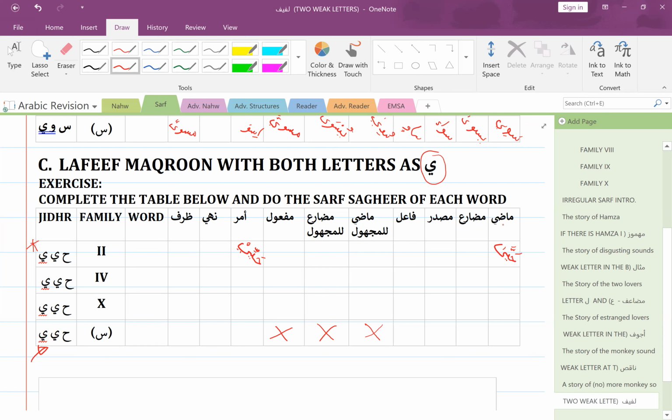And then the masdar and the fa'il will be the same. No. The masdar would be... So hayya, let me write this. Yuhayya. Sorry, hayya yuhayyi. Yuhayyi.